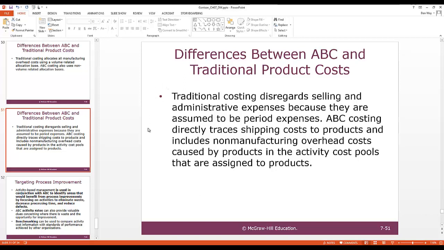So another difference here, under our traditional costing, remember we disregard our selling and admin costs because they're assumed to be period costs. Whereas under activity-based costing, we trace to the extent possible shipping costs and things like that directly to products and customers. And we include some of those other non-manufacturing overhead costs that are caused by products in our activity cost pools. And again, we were assigning all of the costs from those cost pools to our products and customers depending on what our cost object of interest was.